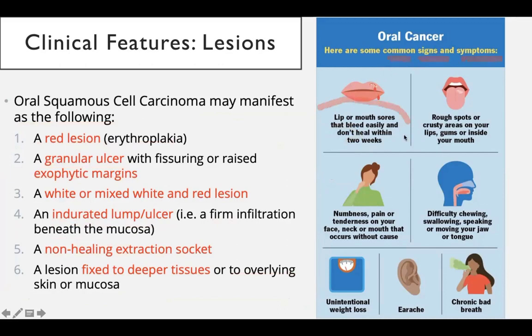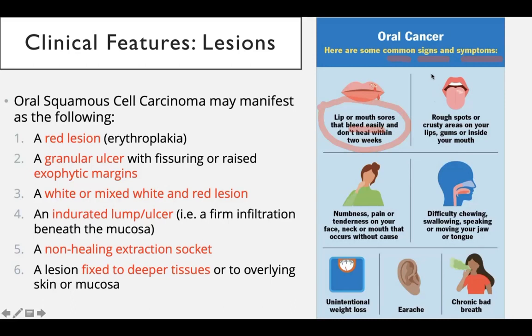Lip or mouth sores that bleed easily and don't heal within 2 weeks. Why bleed easily? Because carcinomas are usually invasive. Malignancies are usually invasive, and then they invade. They are not usually carcinoma in situ, CIS. They invade to the deeper layers, basal layers, and then they reach the arteries. And when they reach the arteries, the ulcer will bleed.